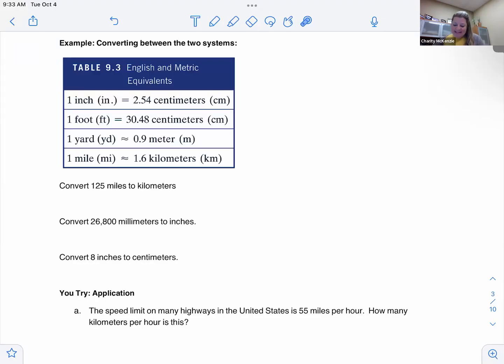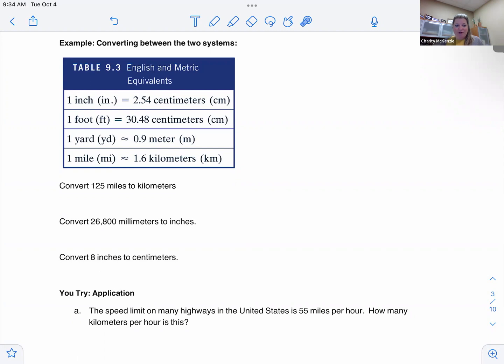Okay, so we don't see this conversion very often, the foot to centimeter, but just in case we need that one. And a yard to a meter, we do see that one because a yard and a meter are really similar. A meter's 0.9 of a yard. You have a meter stick or a yardstick. They're super similar, right? And then 1 mile is 1.6 kilometers, which you can see a lot of times when you're driving, right? Kilometers per hour, miles per hour. All right, so those are similar as well.